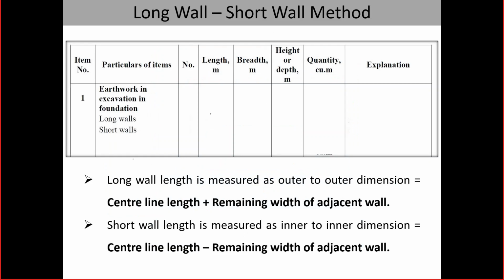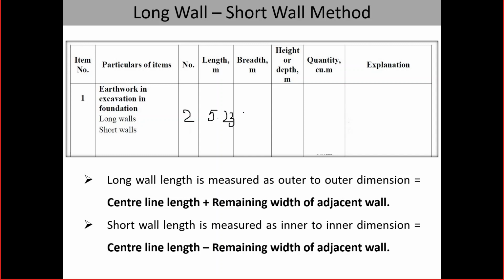I'll go back here. Length is 5.23 and width is, let's assume, 2 meters as the width of excavation, and depth of excavation is also 2 meters. So numbers is 2, multiplied by length 5.23, multiplied by the width of excavation. I'm talking about the width of excavation.